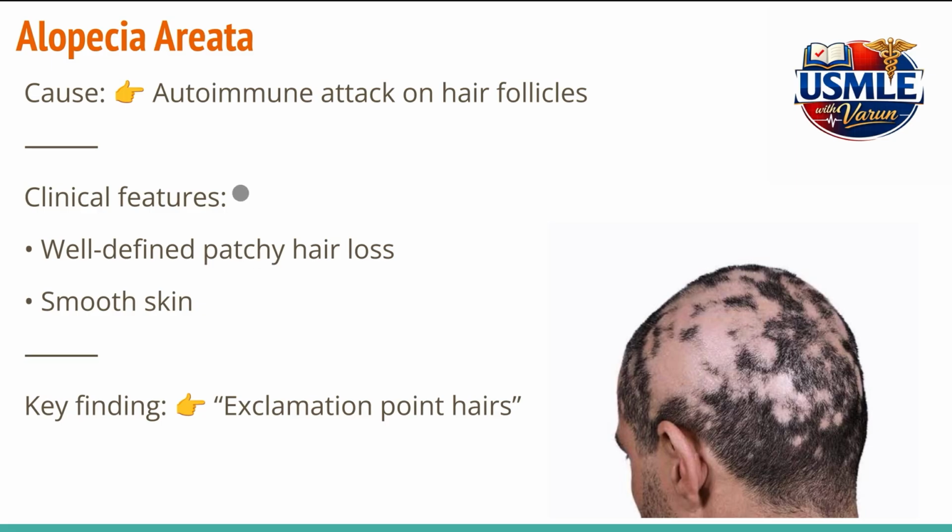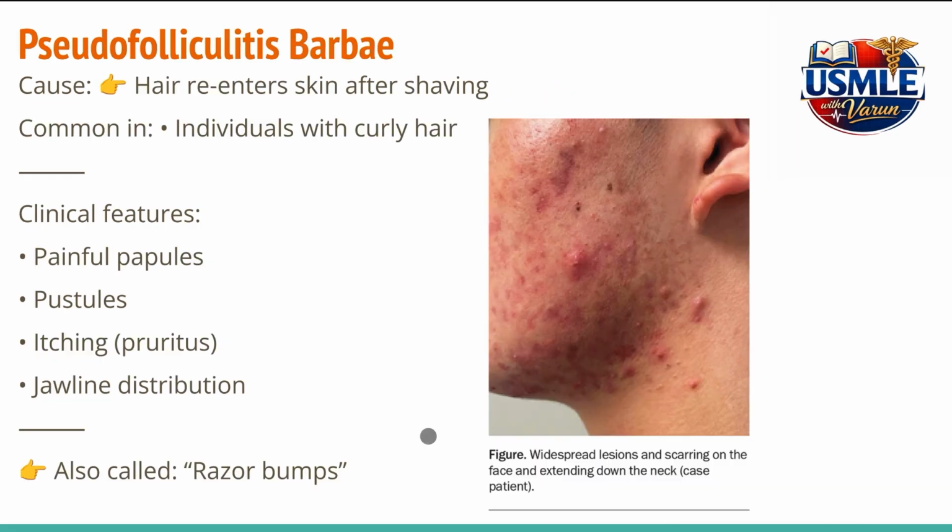Alopecia areata is an autoimmune condition. The immune system targets the hair follicles, leading to sudden, well-defined patches of hair loss. The affected areas are usually smooth without any scaling or inflammation. One of the most important diagnostic clues is the presence of exclamation point hairs. These hairs are narrower at the base and wider at the top, giving them a characteristic appearance. So the classic presentation in alopecia areata is sudden patchy hair loss with smooth skin and exclamation point hairs. Exclamation point hairs are nothing but a wide top and a narrow base.